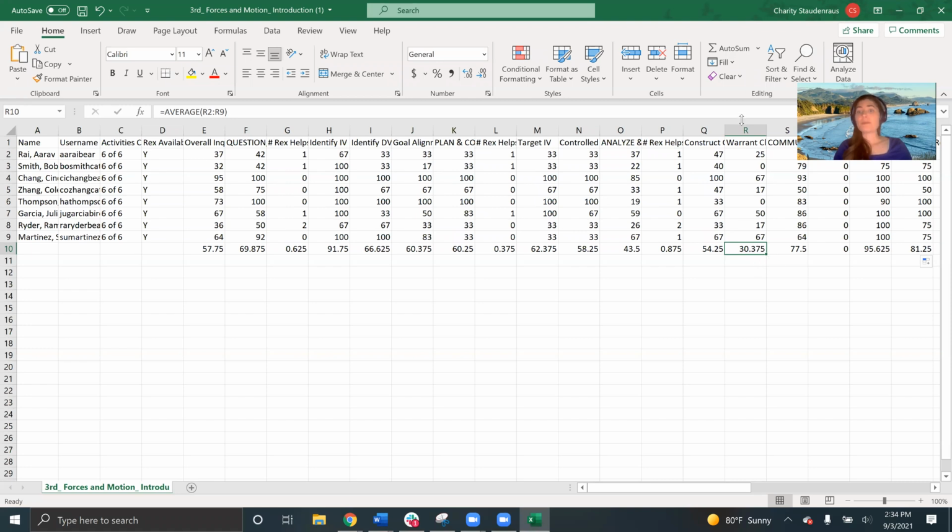So you know what? Maybe I make this my growth goal for the year. Maybe I say, you know what? This is where I'm going to focus. I'm going to focus on helping my students to grow in their ability to warrant their claims with evidence. Because that is a really, really important competency. I wish most adults understood how to warrant their claims with evidence.